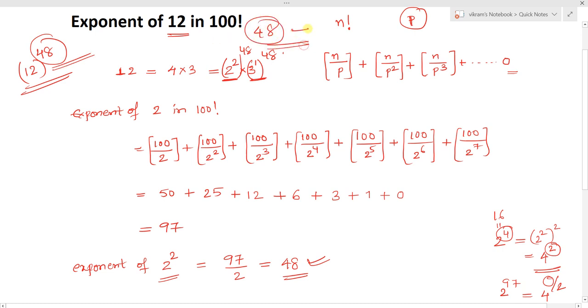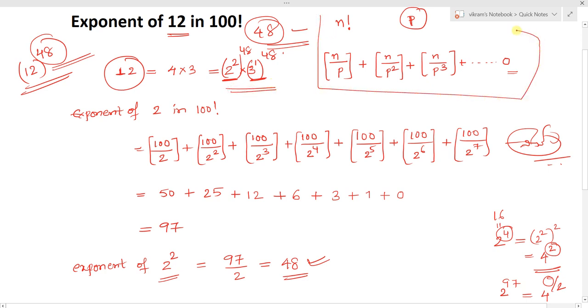I think you understand this concept. Whatever the question is asking in this manner, the exponent of something in 100 factorial, means we need to represent the given number in its prime factors. Then we have to use this concept to get the required result.